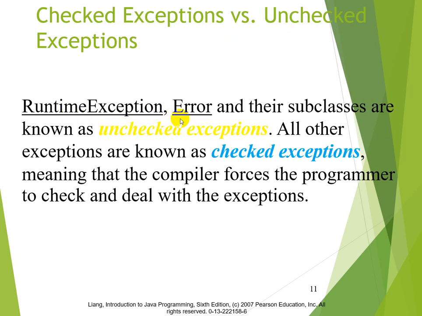Runtime exceptions, errors, and their subclasses are known as unchecked exceptions. So all those exceptions which are raised during the runtime, or a few errors, regardless of whether they are system errors, we call them unchecked exceptions. For example, array out of bound and any other thing. We call them unchecked exceptions because they remain unchecked, and you need to handle them by yourself. All other exceptions are the checked exceptions.